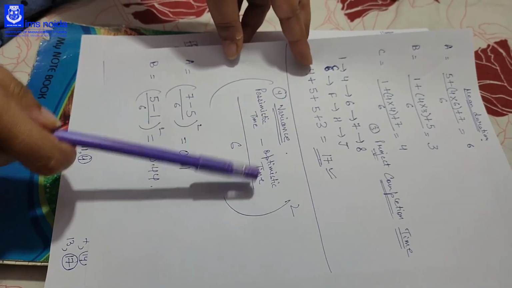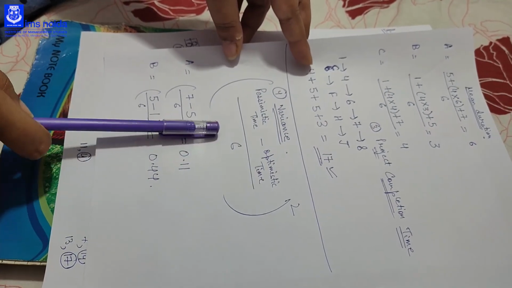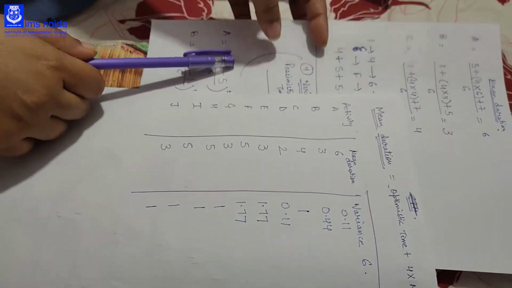The formula for calculating the variance is pessimistic time minus optimistic time divided by 6, the whole square. You can find the variance of every activity with the help of this formula.